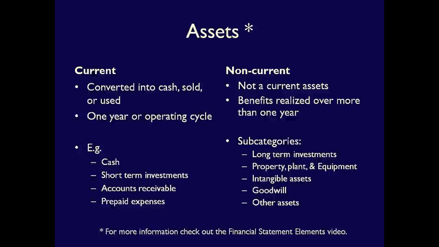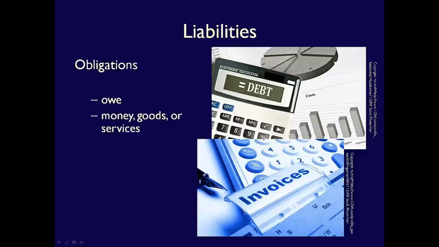How do companies get their assets? They use liabilities. Companies take on debt and owe third parties either money, goods, or services. Like assets, liabilities are divided into current and non-current, again to provide information to users so they can make decisions. Current liabilities are obligations that will be satisfied in 1 year or operating cycle, whichever is longer. Current liabilities include accounts such as accounts payable and unearned revenue.